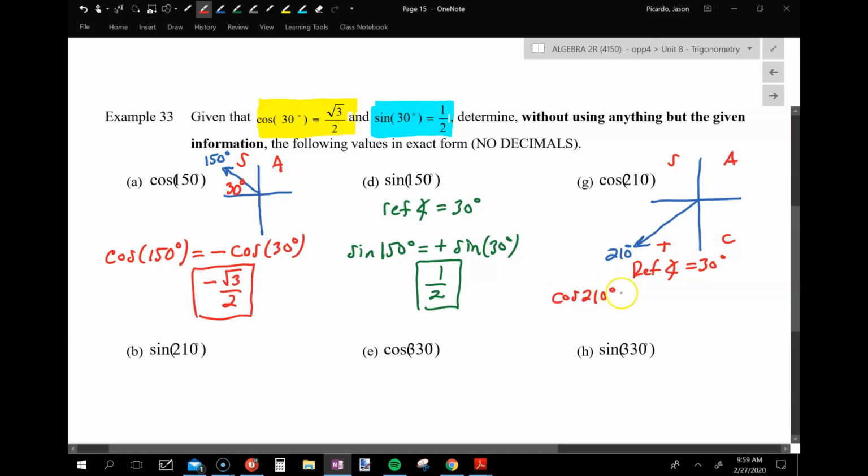So cosine of 210 is equal to cosine of 30 degrees. Is cosine positive or negative in this quadrant? Negative, because what's the only thing positive? Tangent. Negative cosine of 30 is negative radical 3 over 2.